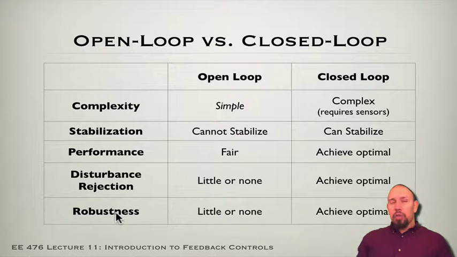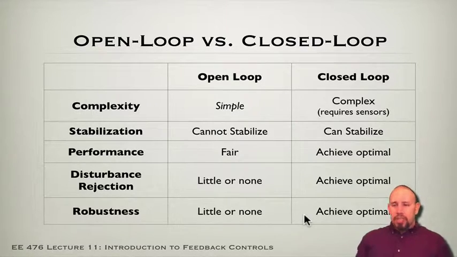What about robustness? What if our system isn't exactly what we thought it was? Well, the open loop controller can't do anything about that. You design a controller for a plant, but if your plant isn't exactly what you thought it is, you might get very poor performance as a result. For closed loop control, you can achieve optimal performance or robustness. So this can handle uncertainties.